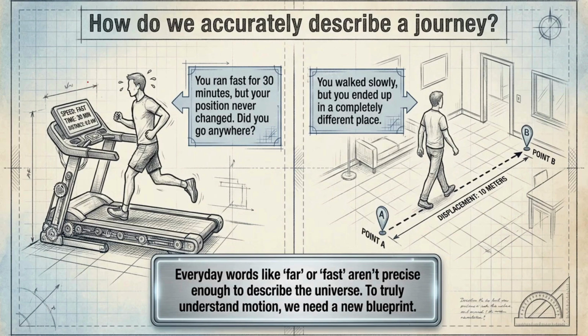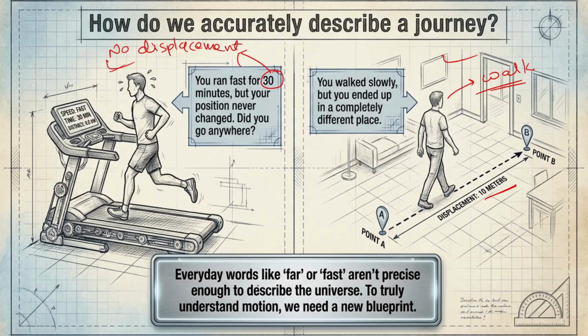Here I describe two scenarios. In the first scenario, a man is running on a machine, but there is no displacement. The man is running for 30 minutes, but there is no displacement because he is running at the same point. Now, in the second scenario, we have one person going from point A to point B, but this time he walks and covers 10 meters.